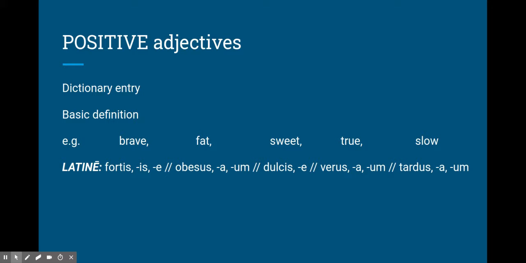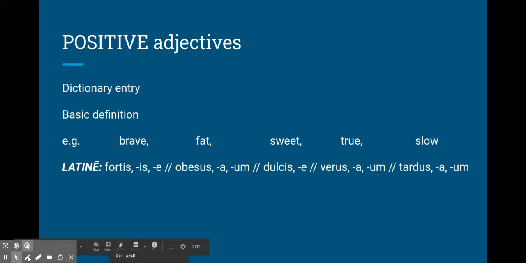In Latin, we consider adjectives that have 3 degrees. The first degree is called a positive degree. That's just the dictionary entry. Whatever you happen to find as the meaning of an adjective, that's exactly what a positive adjective is. So we have fortis, which means brave, obesus, which means fat, dulcis, which means sweet, verus, true, and tardus, which means slow.